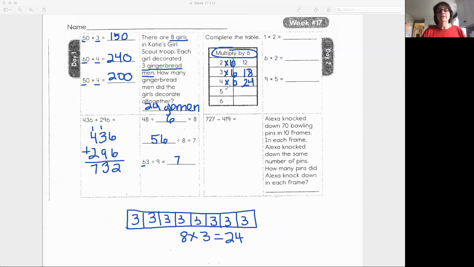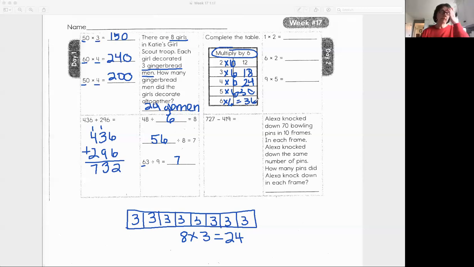Okay, now I've got 5 times 6. That's an easy one. 5 times 6 is 30. Sorry, it's getting a little sloppy here. And then last, 6 times 6. And again, I can skip count by 6s, or I can take 30 and just add 6 to it. So there are your answers for the table.